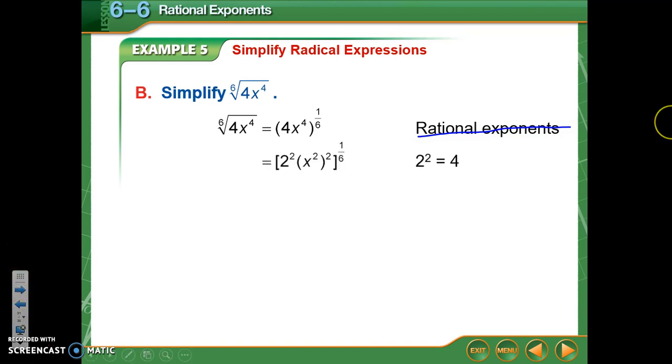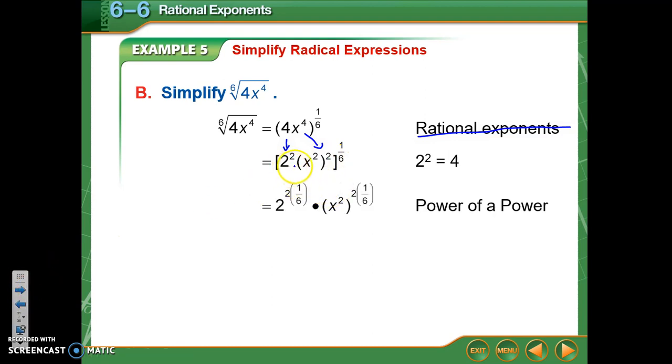and then start to play with our powers inside, you'll see that some cool stuff happens. So 4x to the 4th, all to the 6th root, is all to the power of 1/6. So I'm going to see if there's a way that I can rewrite 4 and x to the 4th as powers. So I know that 4 is 2 squared, right? That's an obvious one. So I'm going to see, can I rewrite x to the 4th as something squared? Yes, I can. It's x squared squared.